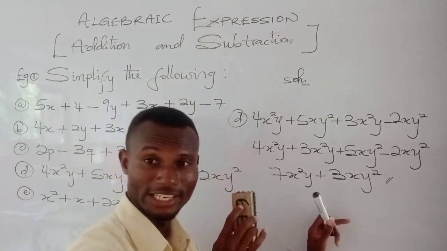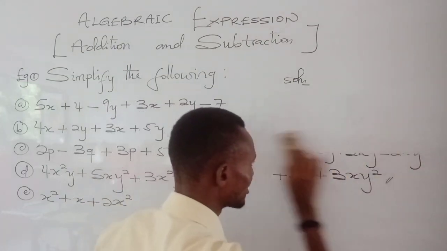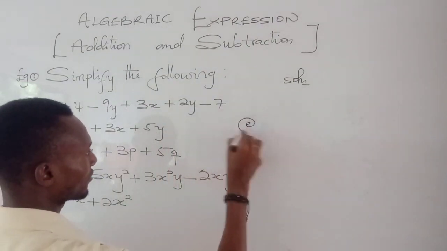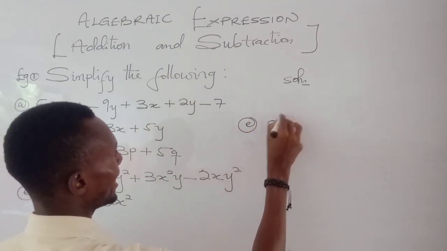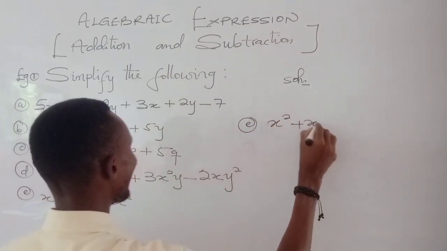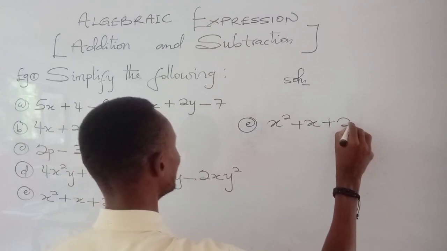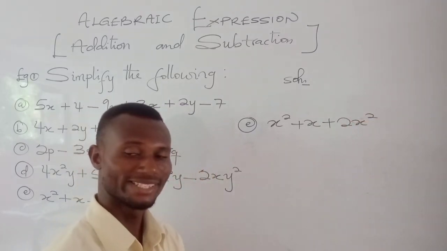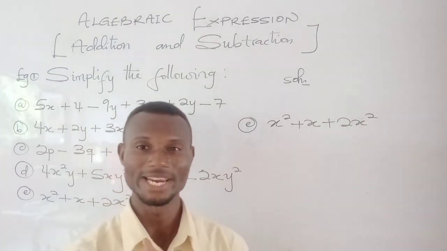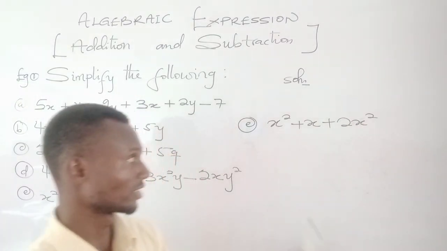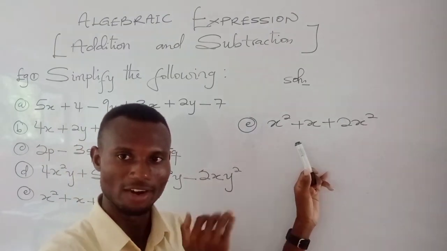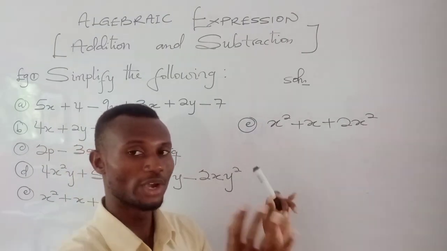Okay, so I'm going to clean this from here so that we can do the last one, which is the e. Example e. I have s squared plus s plus 2s squared. Okay, please take note that we need to group like terms because this is s squared, this is s. They are not the same. They are not like terms. Okay, so we are going to group like terms.